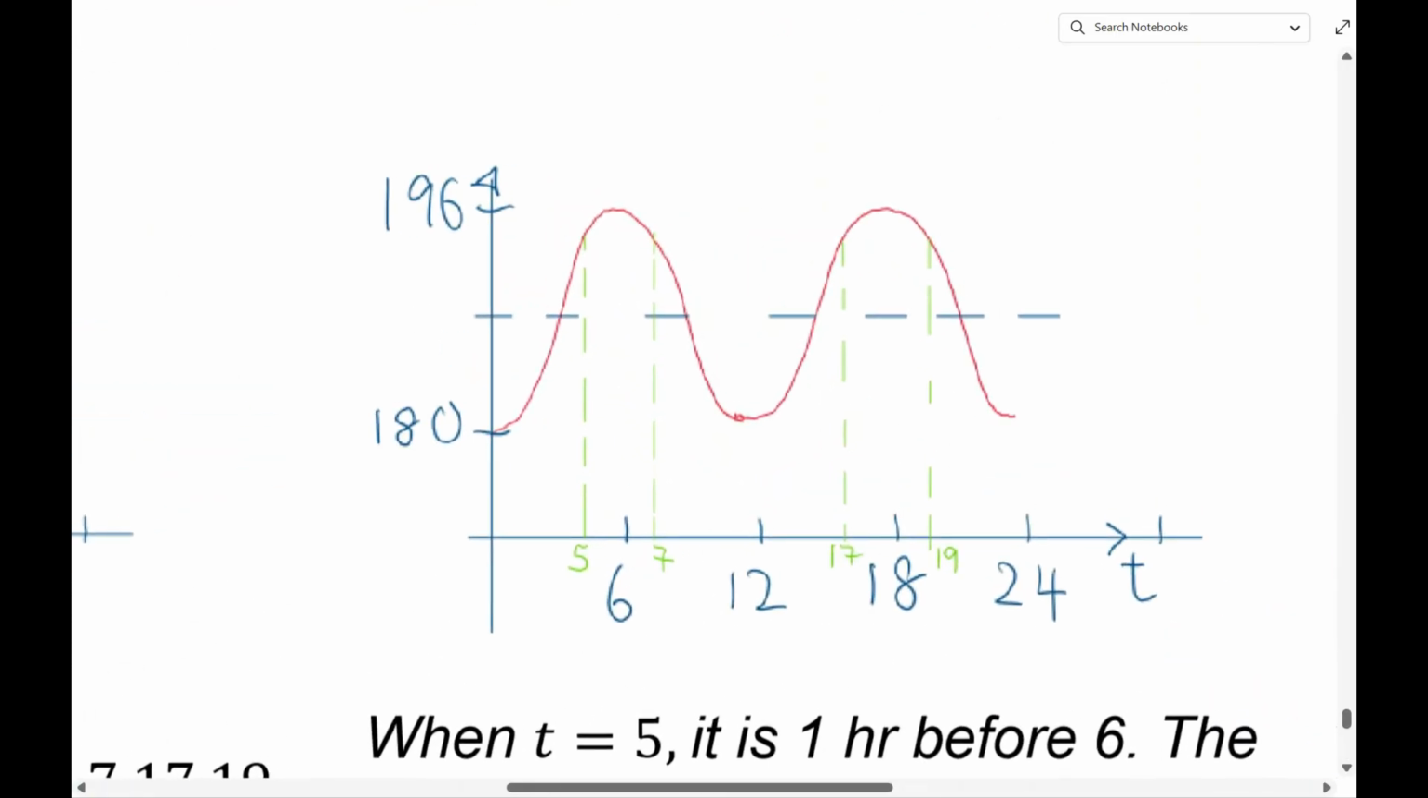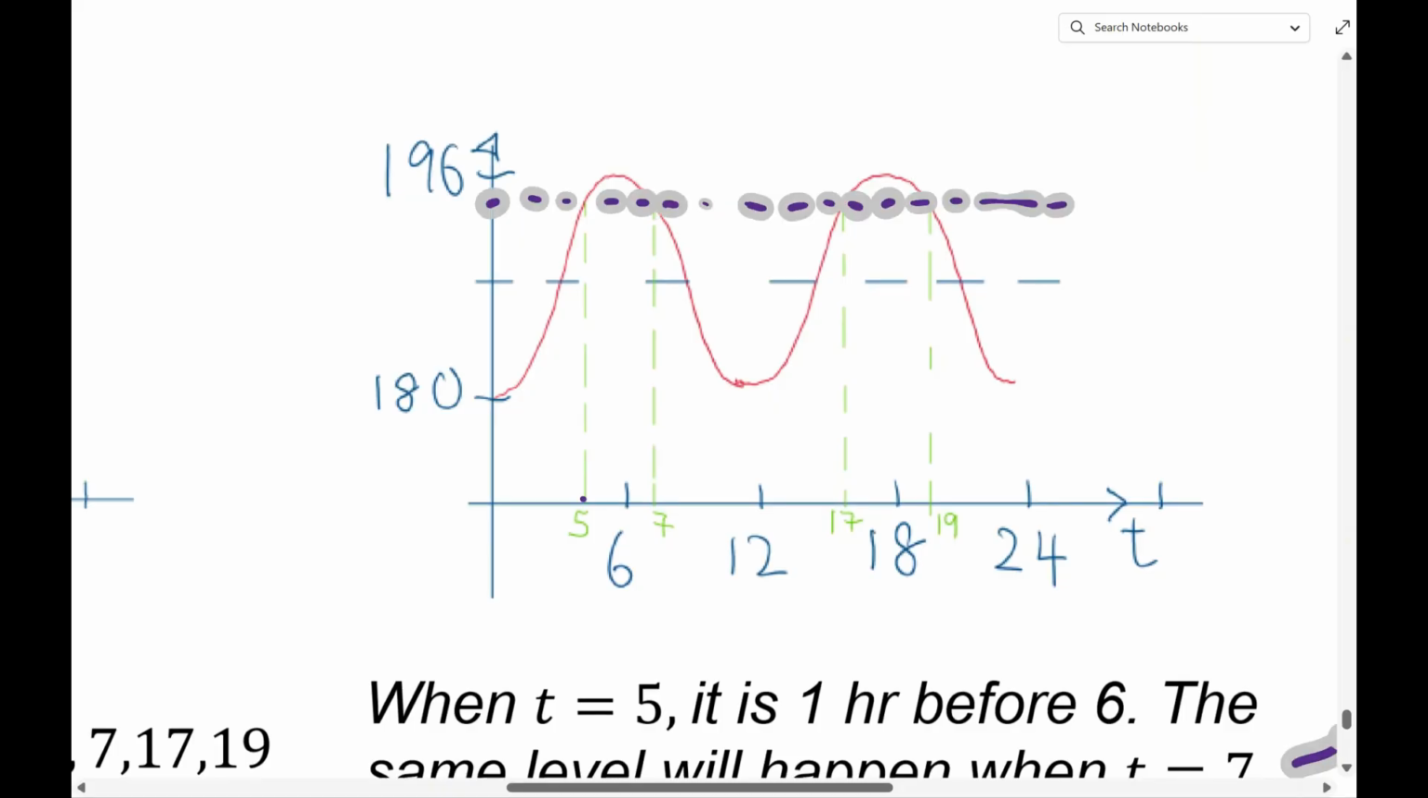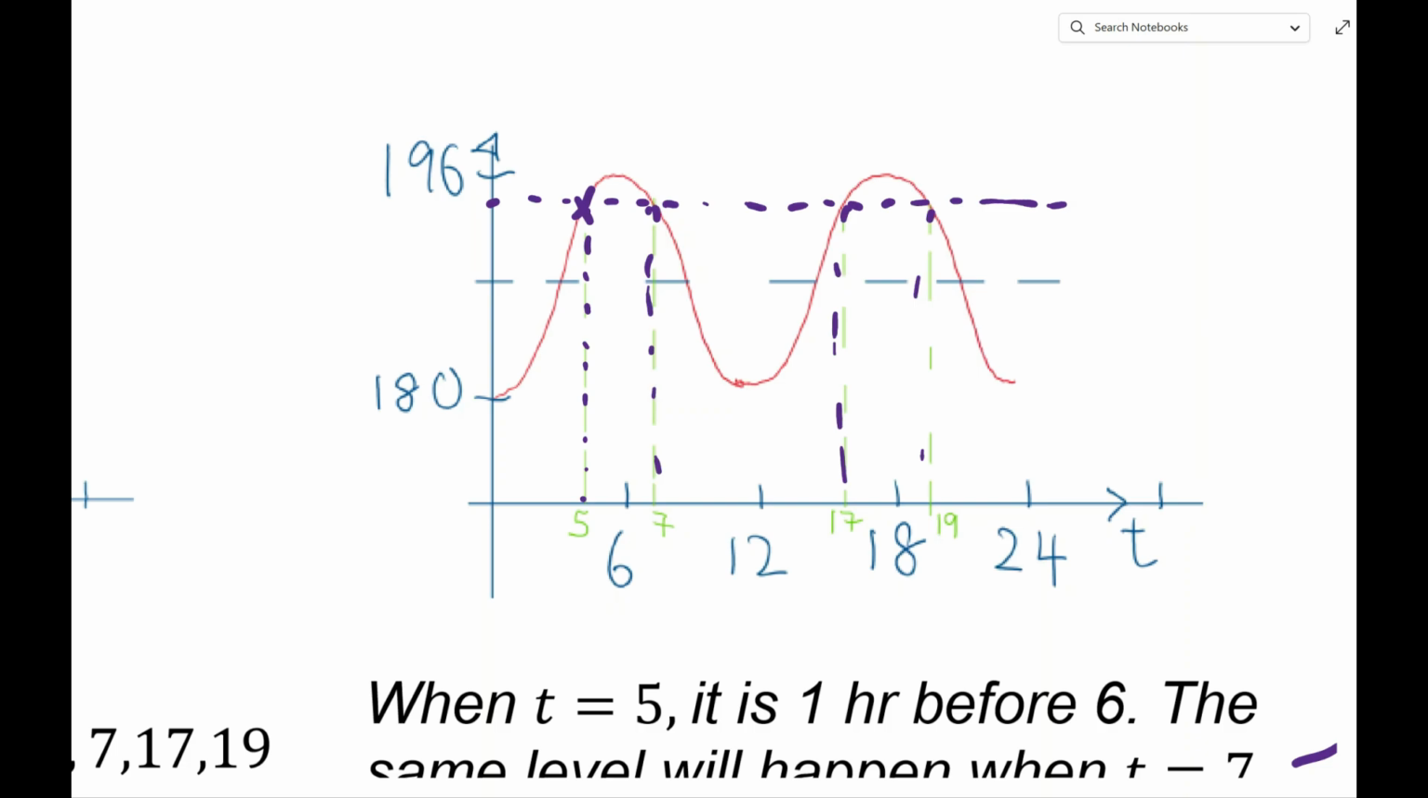Now to visualize it easier, I'll draw a dotted line cutting across the value of h when t equals 5. So t equals 5, you trace up, you cut here, and now I draw a dotted line cutting across this value. You'll see that it touches the curve 3 more times. Here, here, and here. Due to symmetry, the distance between 5 and 6 will also be equal to the distance between 6 and the next t value, where the graph is being cut again. And likewise for the second cycle.